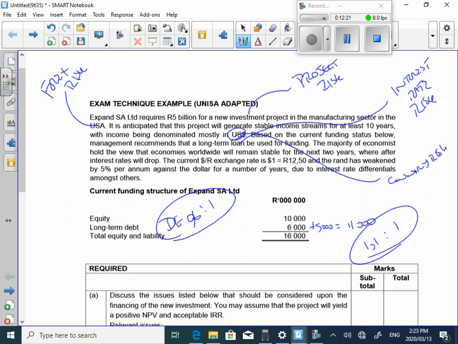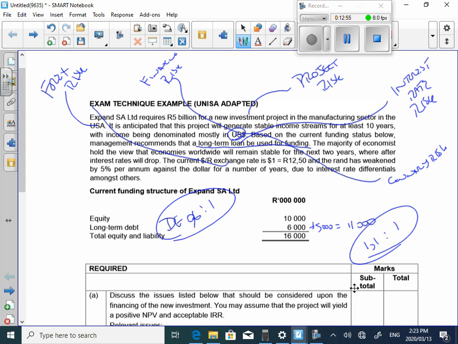Okay, because it's a loan, there's not just interest rate risk. You're going to have a worse debt equity ratio. There's going to be financing risk. Okay, because it says the long-term loan be used for funding. Okay, and guys, we're hoping interest rates will drop. The current rand-dollar exchange rate, if you hadn't picked it up, there's forex risk over there. And the rand has weakened by 5% against the dollar due to interest rate differentials amongst others.